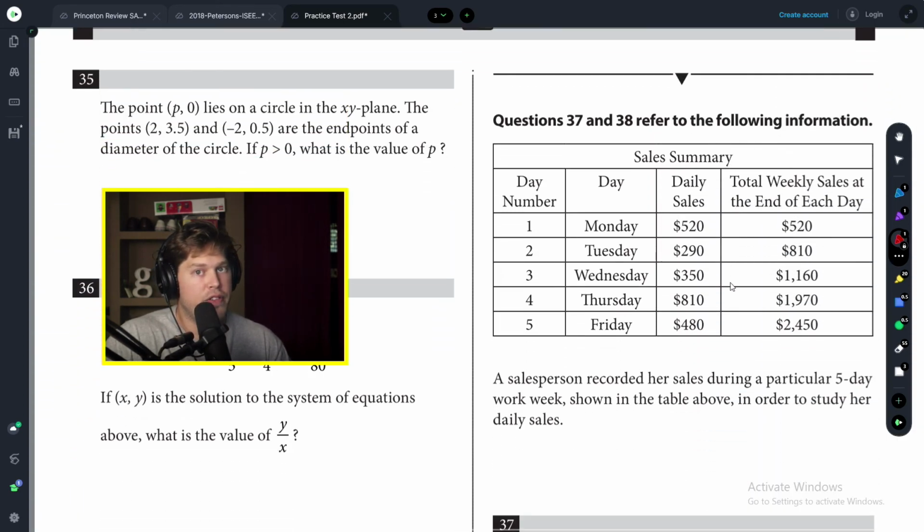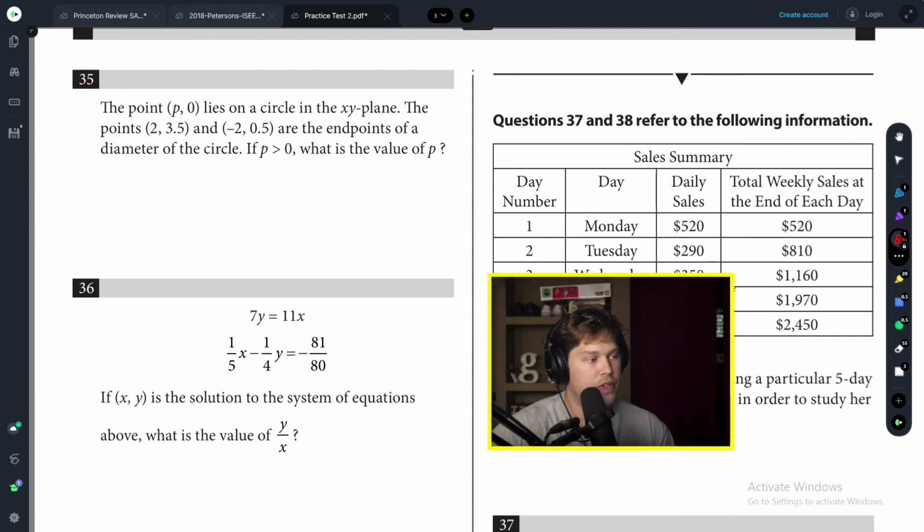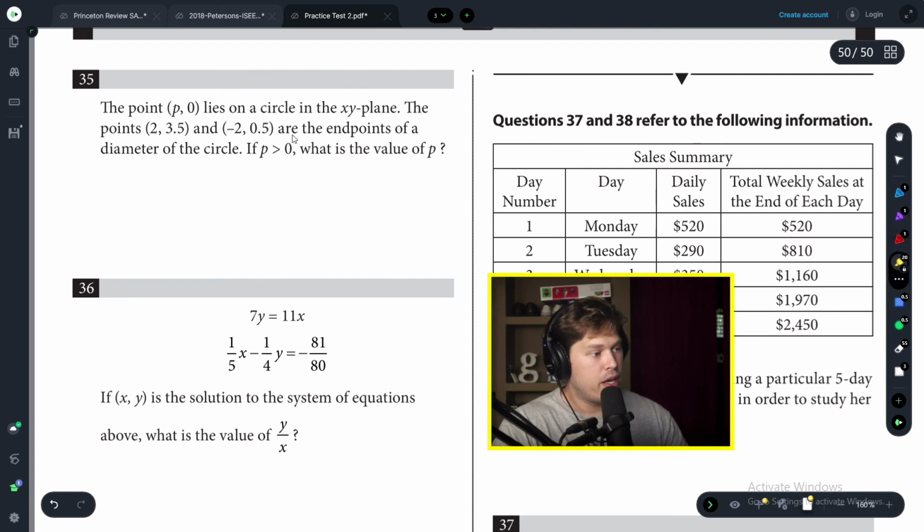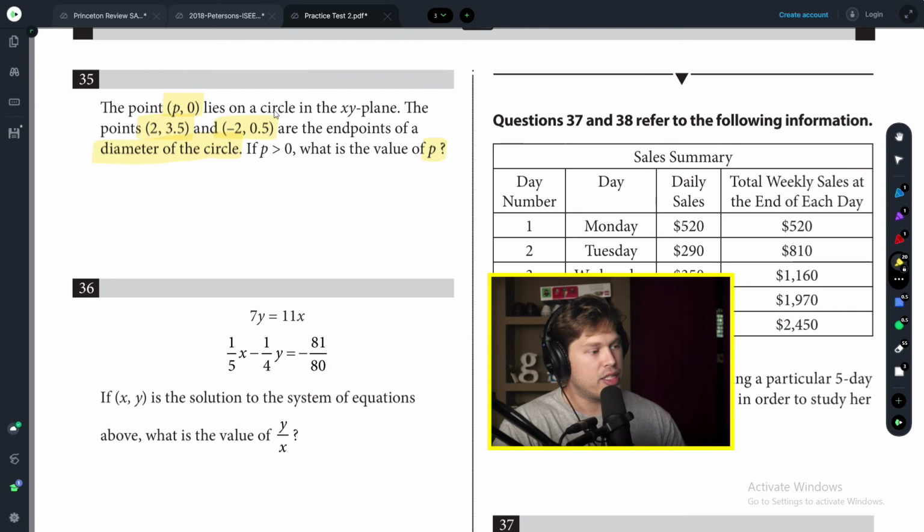Number 35. The point (p, 0) lies on a circle in the xy plane. The points (2, 3.5) and (-2, 1/2) are the endpoints of the diameter of the circle. If p is greater than 0, what is the value of p? Okay, we want to find p, and that's some coordinate that lies on a circle.